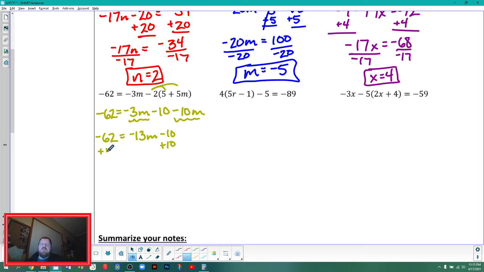We'll add 10 to both sides. Negative 52 equals negative 13m. And if I divide by negative 13 on both sides, I should get m is equal to 4.